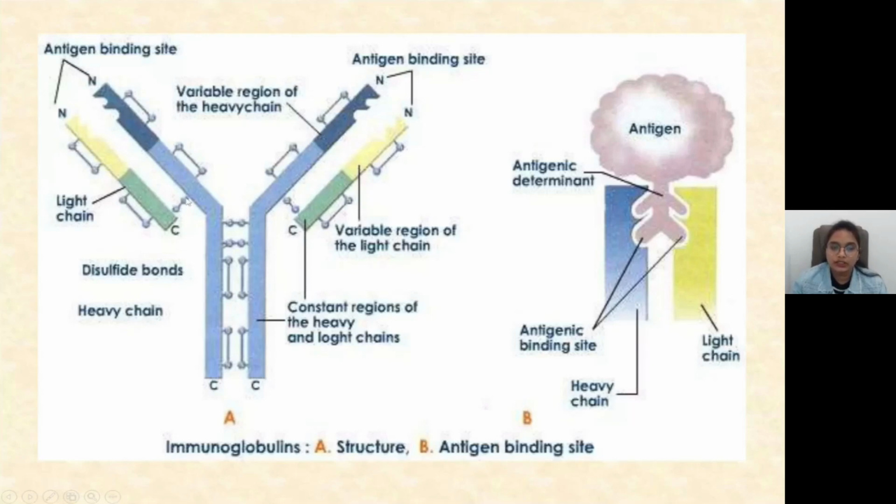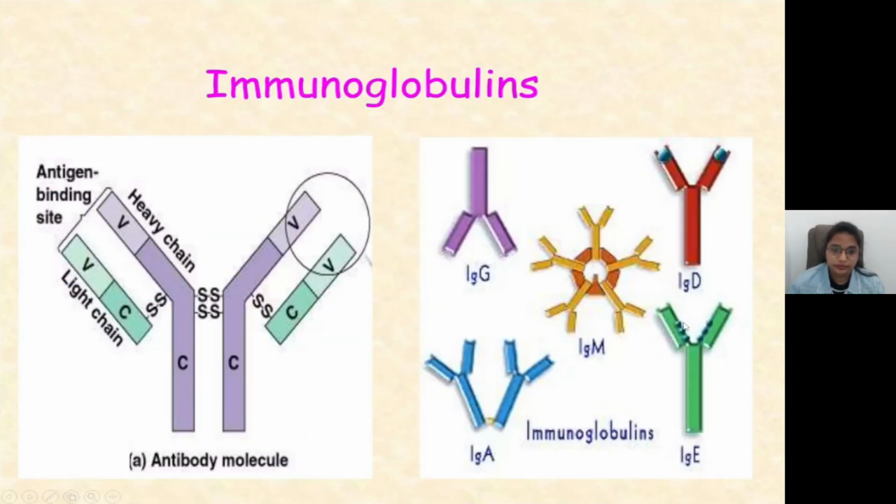This will be your light chain, and they are bound together by disulfide bonds. They have variable regions and constant regions. This is the region of the heavy and light chain, and this will be the variable region of the light chain. As you can see in picture B, this will be your antigen, and it can bind with the antigenic determinant. The antigen binding sites are formed from the heavy chain and the light chain.